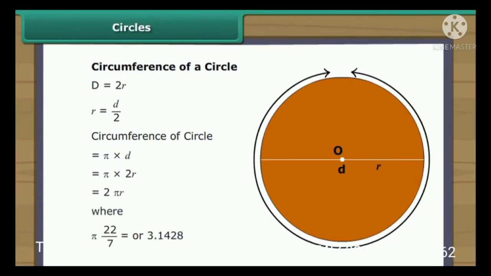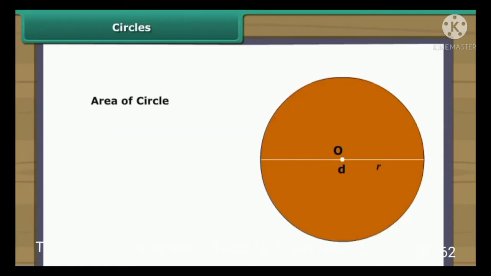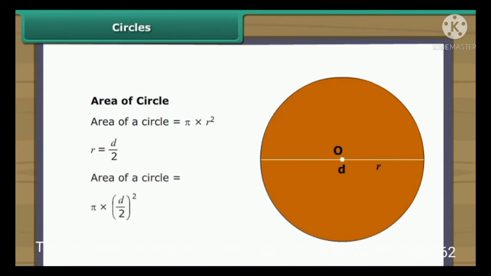Students, can we also find the area of a circle? Yes, if we know the measure of the radius of the circle. The area of a circle is equal to pi times the square of the radius. Or we can also express the area of a circle in terms of diameter. We know that the radius of a circle is half of the diameter. So, the area of a circle in this case is equal to the constant pi times the square of half of the diameter.